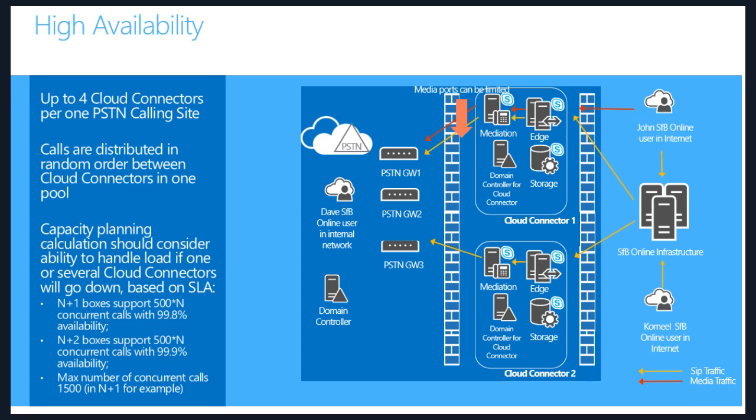Media would flow the same as we had mentioned before. The only difference here really being that in this particular instance, Cornel's media relay is going to go through the edge that's on Cloud Connector 2 rather than utilizing Cloud Connector 1 in this instance.